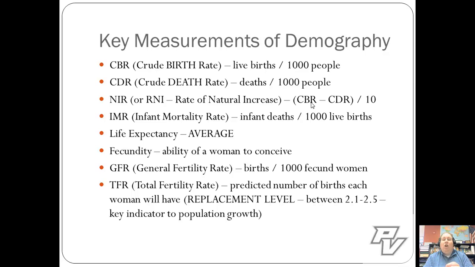So if there are women in society who are unable to give birth, they would fall out of a general fertility rate. However, general fertility rate isn't typically something that gets used. We usually use total fertility rate. Total fertility rate is the predicted number of births that each woman will have in their entire lifetime.